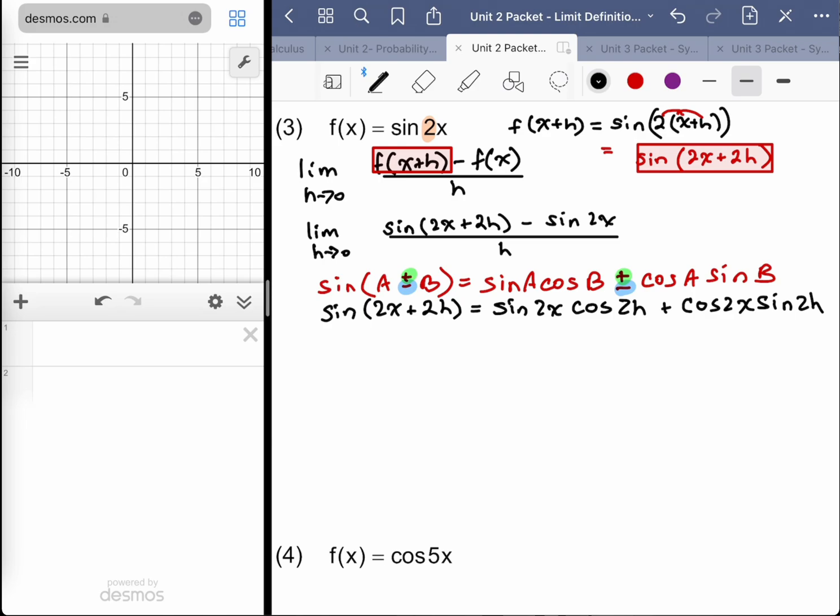So all of that, just like the previous one, is what the sine of 2x plus 2h is going to amount to. Why is it plus in the middle if the beginning equation is negative? Yeah, because we're only working with this part, and that part has a plus sign in it.